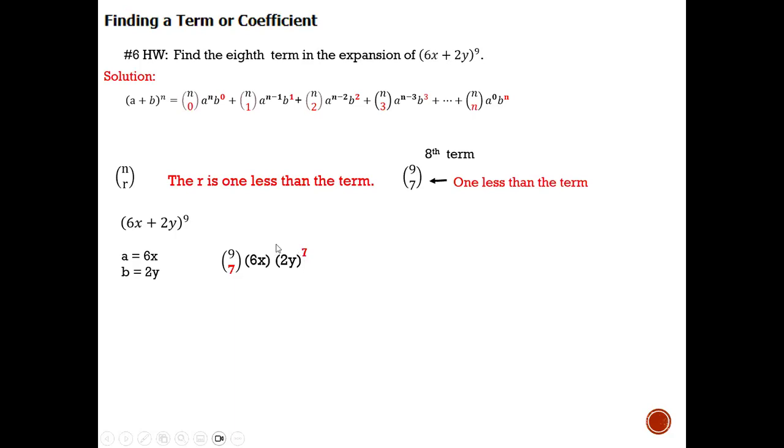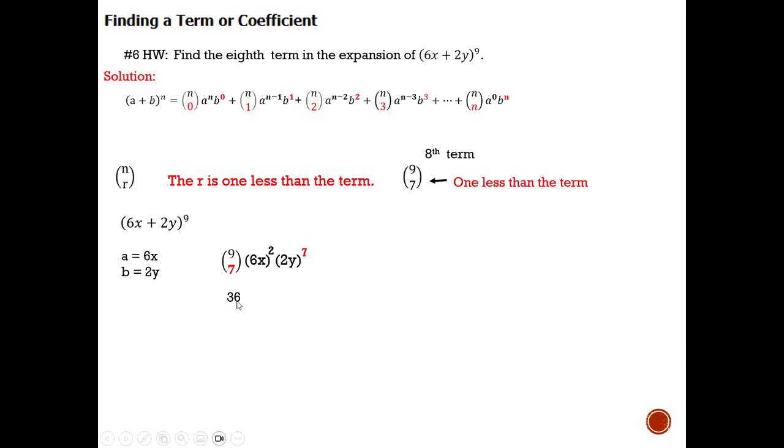Now these two powers have to add up to 9. So if this is 7, this must be a 2 because 7 plus 2 is 9. So this is what I need to evaluate right here. This is going to give me the 8th term.